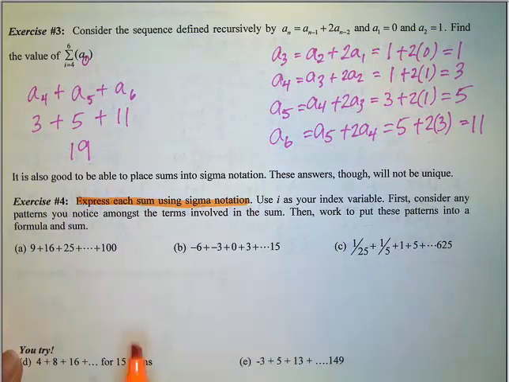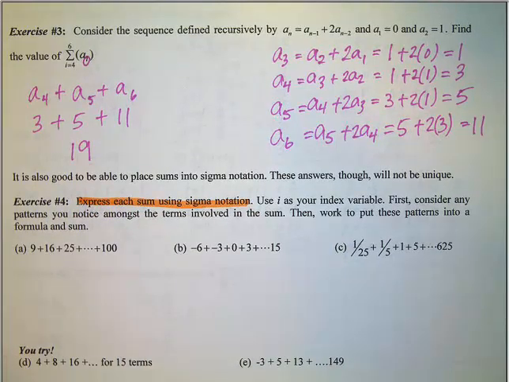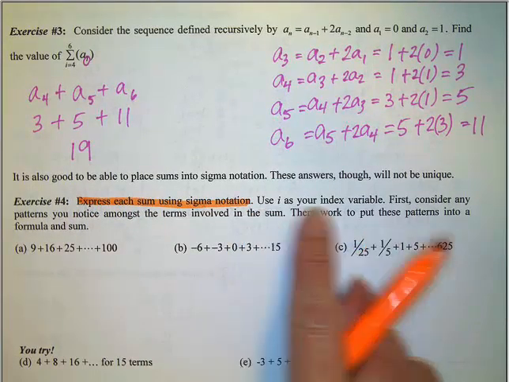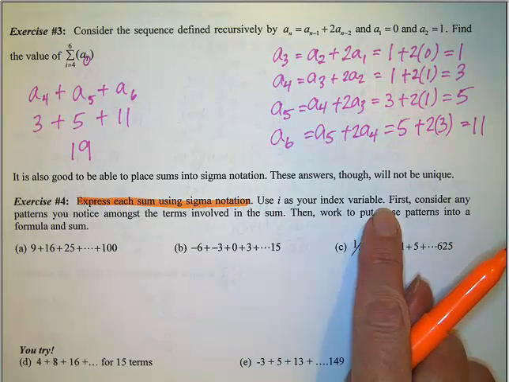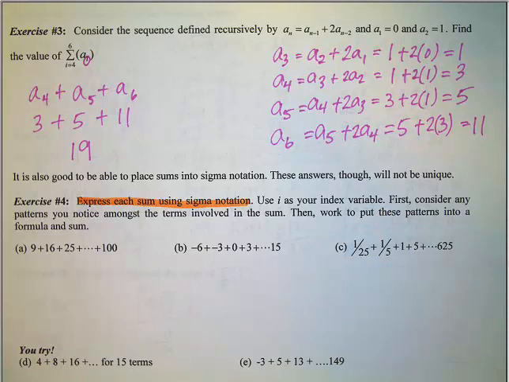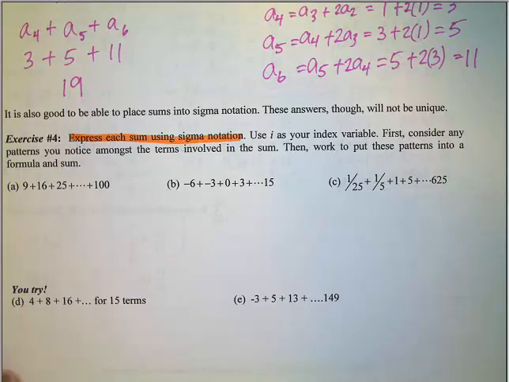So the sigma is the sigma notation. It's telling us to use I as your index variable. Normally it doesn't tell you. You get to pick any one you want. So first consider any patterns you notice amongst the terms involved in the sum. Then work to put these patterns into a formula. Well, here's the coolest part. You already know how to do this.